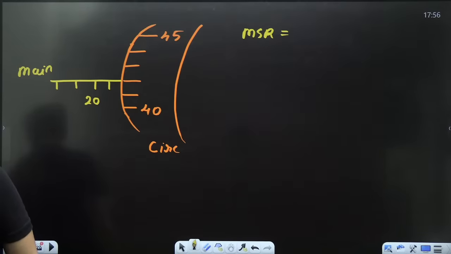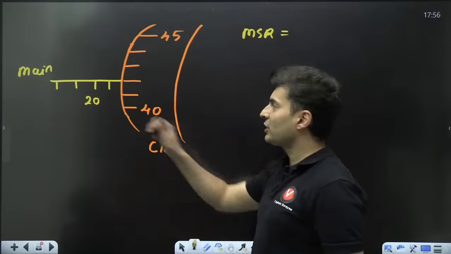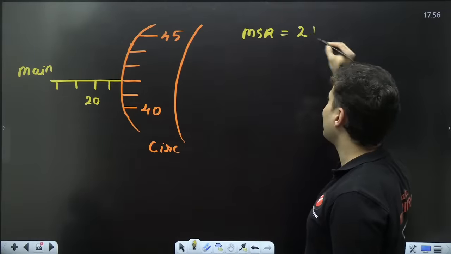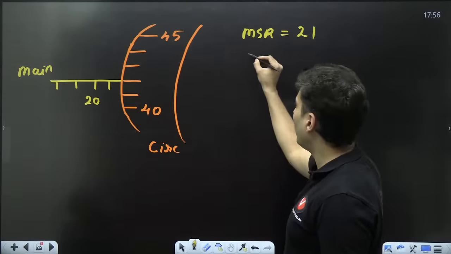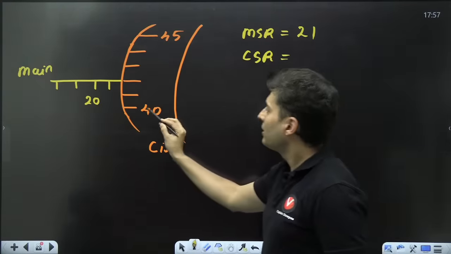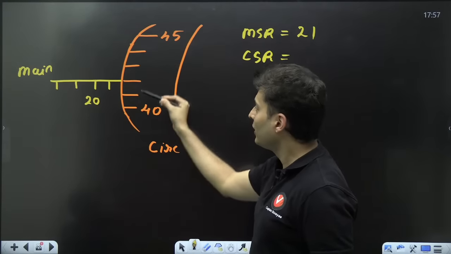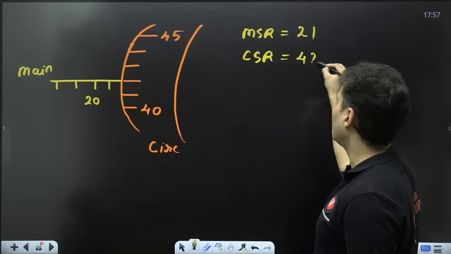What do you think is the main scale reading? Put it up in the chat box. Yes, very nice. It has crossed 21. So yes, main scale reading is 21. And what about the circular scale reading? Circular scale reading. This is 40, 41, 42. You can see it is increasing over here. So it is basically 42.